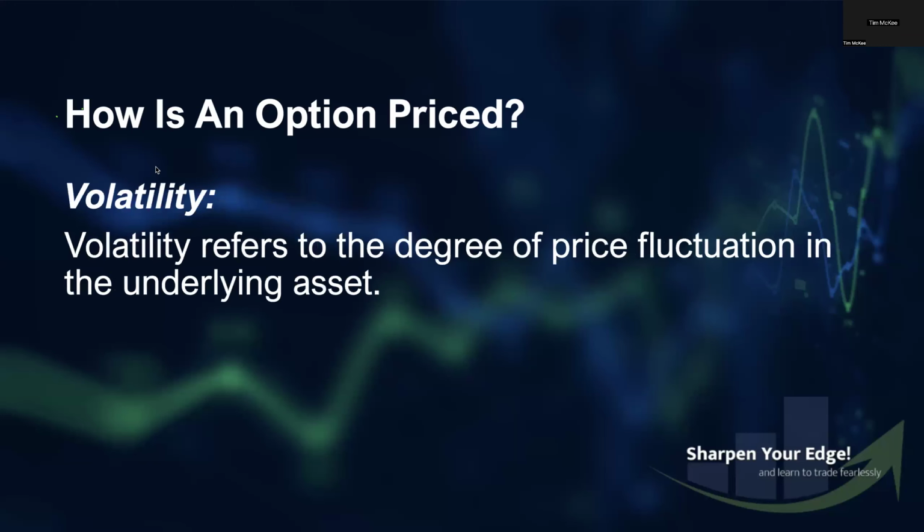Next, volatility. Now, volatility refers to the degree of price fluctuation in the underlying asset. So higher volatility means there's a greater potential for significant price movements, right? Which increases the probability of an option becoming profitable. Therefore, higher volatility leads to higher option premiums as investors are willing to pay more for really the higher chance of substantial gains. And that is how price moves.